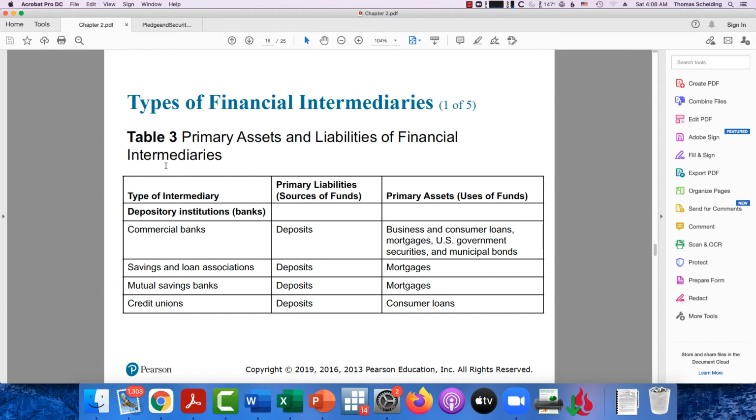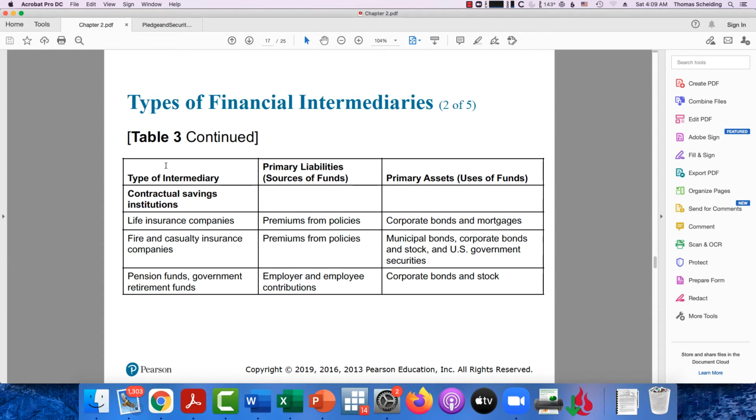Or even Central Pacific Bank, which is more of a mutual savings bank than it is a commercial bank. Or Territorial Bank, which is a bit more of a mutual savings bank. Or even American Savings, which isn't necessarily a savings and loan, but is more of a mutual savings bank.